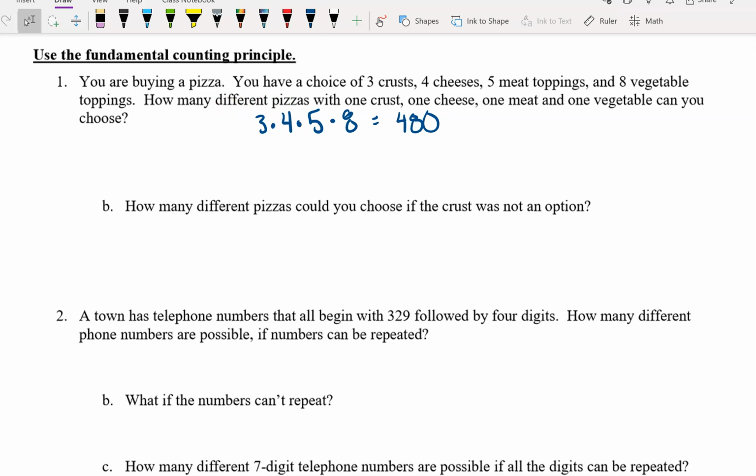All right, and then the next one, how many different pizzas could you choose if crust is not an option? So it's worded a little weird, but meaning if you can't choose your crust. There were 3 different options for crust. If you can't choose that, we're just going to take away the 3. So we're just going to do 4 times 5 times 8, or we could just divide that by 3. 4 times 5 is 20, times 8 is 160, which is what we would have gotten if we had just divided the 480 by 3.